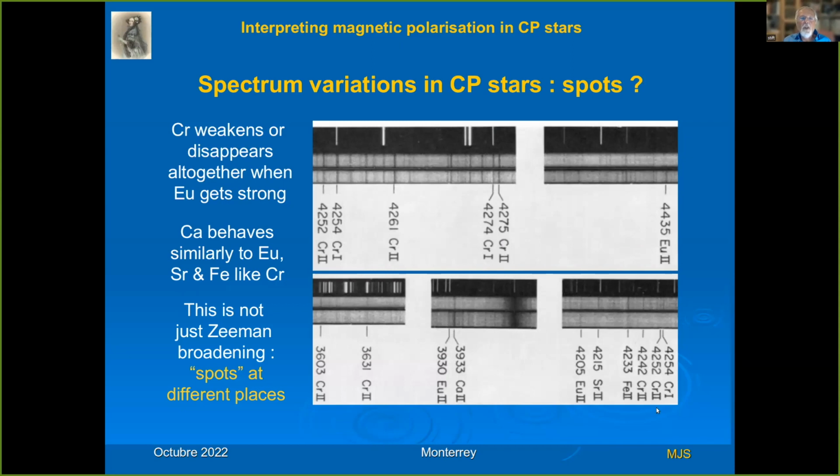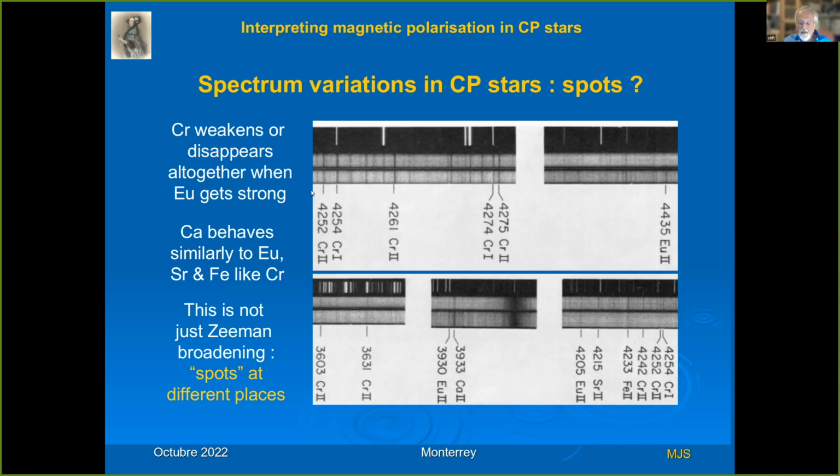Just to show what happens and what you have to explain, here is spectrum variation in the CP stars with spots. Down here, you see the chromium lines. For example, at one phase they are strong. At another phase, they are quite weak. But at the same time, when chromium is weak, europium or calcium gets stronger and vice versa. So we have these antiphase variations, which means that spots or whatever explains these variations are to be found at different places.